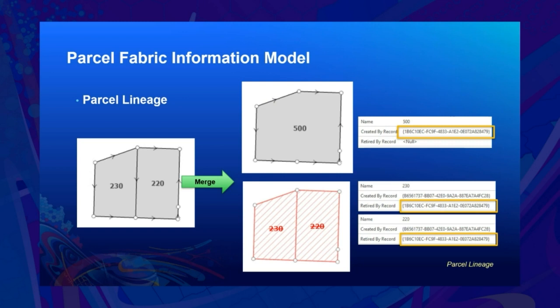The Fabric schema includes two fields called created by record and retired by record, found on all the feature classes. These hold globally unique ID values of the record that the feature was either created by or retired by. In this case, we can see that after the merge, parcel 500 has a created by record value that also appears in the retired by record fields of the original two parcels. Those original parcels 230 and 220 are now retired and marked as historical, and 500 has an empty null value in its retired by record field because it is now current.